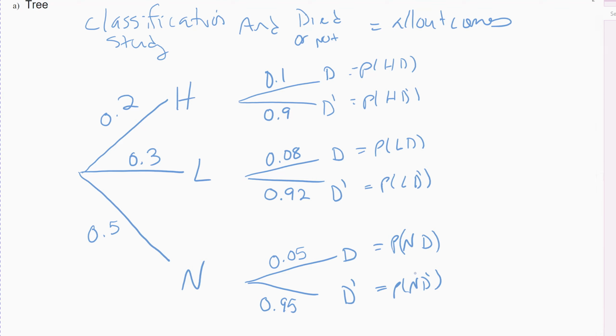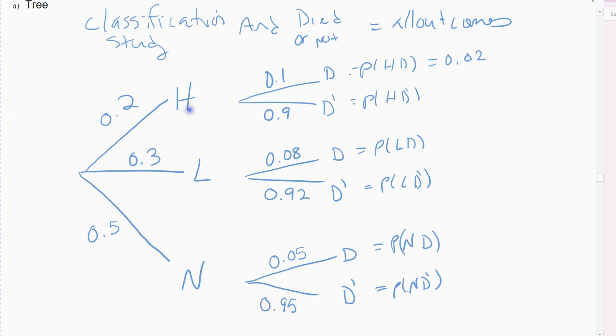A heavy smoker, they didn't die. And then you multiply along the path. All right, so the first one, 0.2 times 0.1 was 0.02, which means 2% of the people. Now, these are out of the totals at the end, all outcomes. Out of everybody in the study, 2% of everybody who was being studied were classified as heavy smokers and they died during the 5 years.